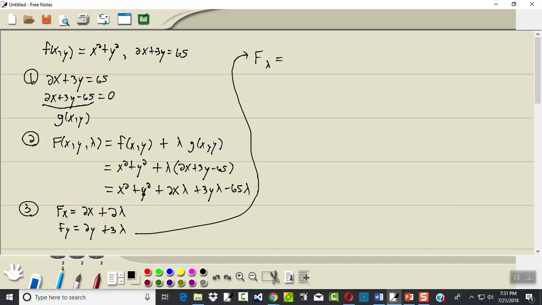Okay, now our partial with respect to lambda. You could go through and find it here, but really it's always g of xy. So that's 2x plus 3y minus 65. It has to be. Up here, this is lambda to the first power times this, so when you take the derivative of lambda it goes to 1, and 1 times this gives you 2x plus 3y minus 65.